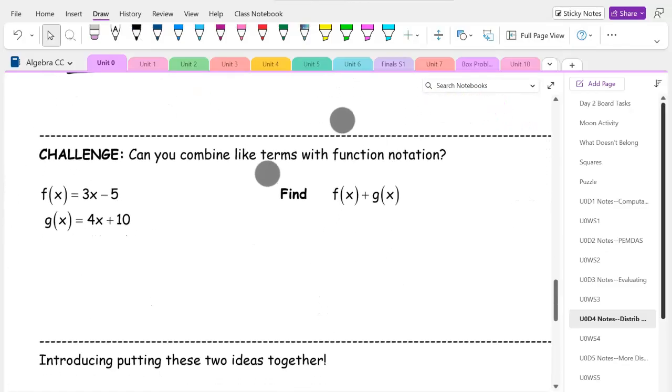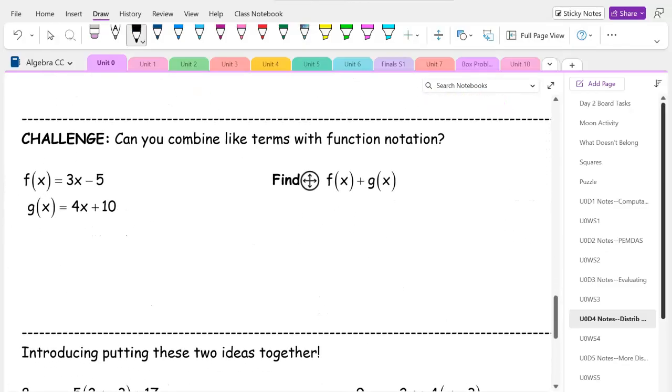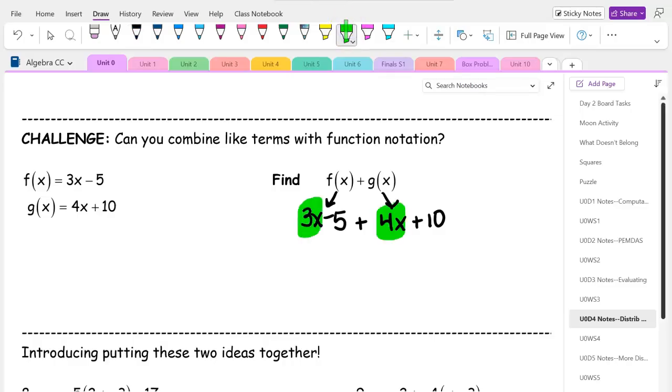All right, so let's try a challenge for combining like terms. I have f of x and I have g of x. And what I want to go ahead and do is add those together. So I have 3x minus 5, that's my f of x, plus 4x plus 10, that's my g of x. And now I look for my like terms. 3x goes with 4x, and it's a positive, so I'm adding. That makes 7x. And negative 5 plus 10 is a positive 5.